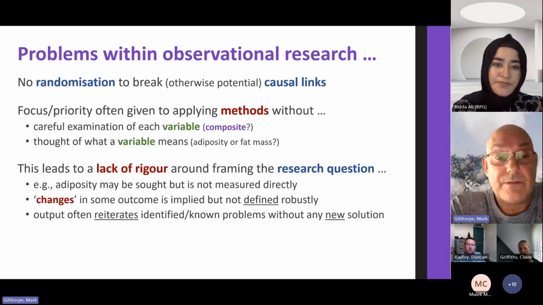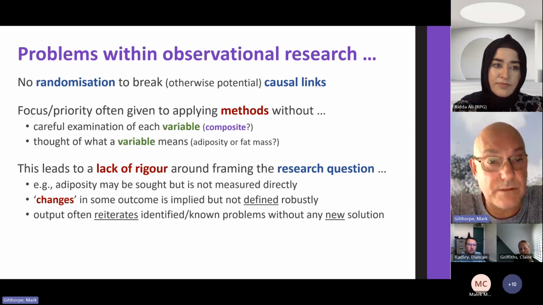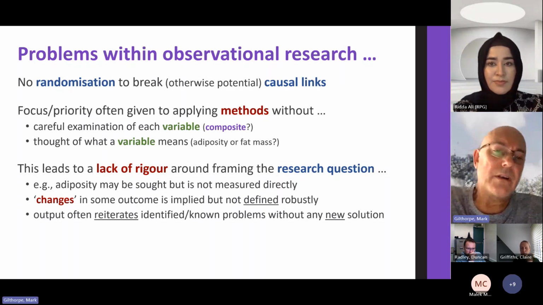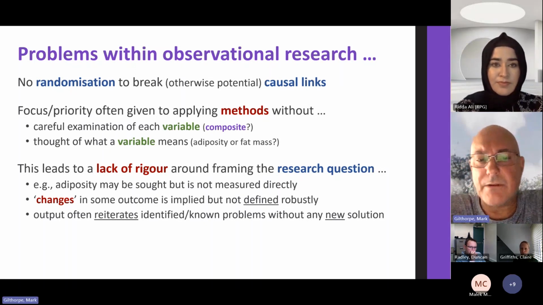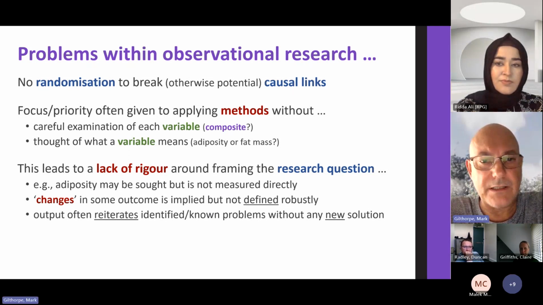So we may, for instance, be interested in adiposity, but we haven't directly measured it. So we argue that BMI is a good proxy for that, without realizing that we've just added more problems than we've solved by bringing all of those composite aspects of height and weight combined. We may have some fluffy notion about looking at change in some outcome over time in relation to other things, but we haven't defined robustly what we judge to be change. So we make change scores because it feels intuitive, not recognizing that we've just dragged in a whole raft of other problems.